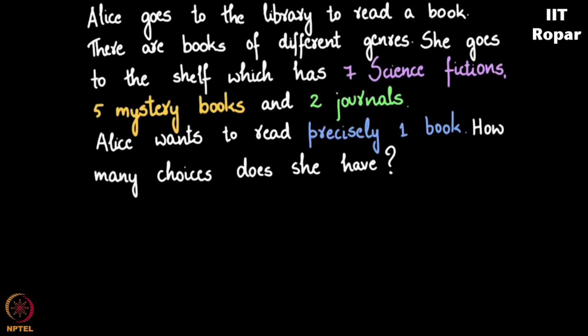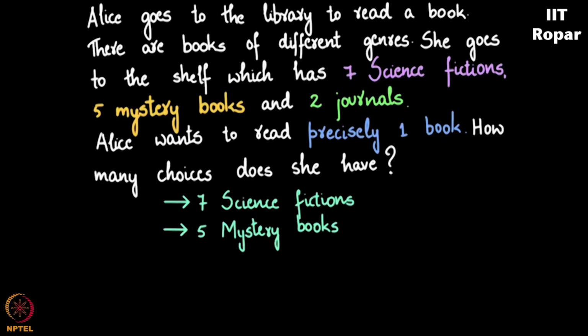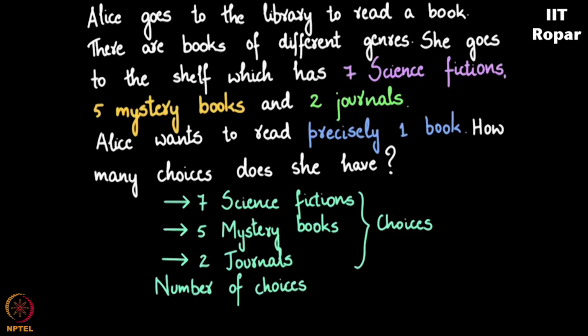So you see, Alice wants to read precisely 1 book. That is very important. So she has 7 science fictions in her choices, 5 mystery books, and 2 journals. So among all these, she can choose precisely 1. So the number of choices sums up to be 7 plus 5 plus 2. It is very obvious to see why we do a plus here, because she wants to read precisely 1 book. So Alice has 14 choices to make.